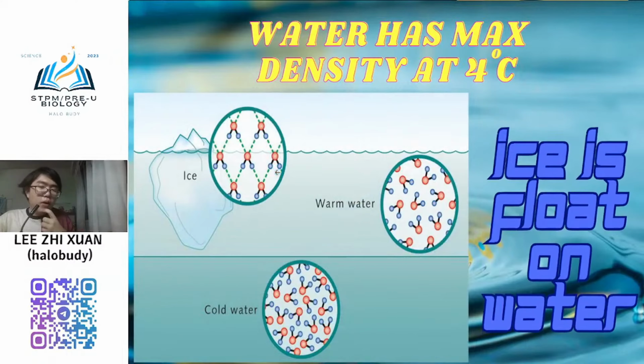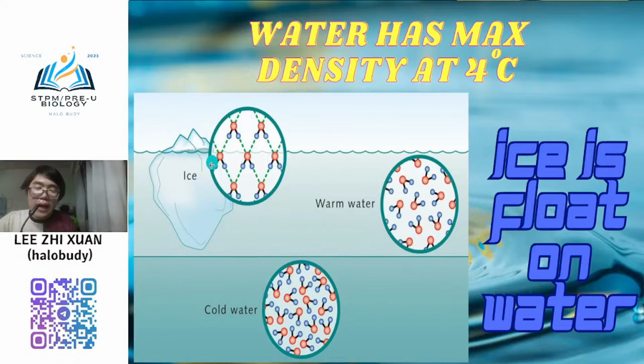This structure makes the ice float on the water. It will not sink. Compared to any other type of solid particle, if you throw it into the water, it will sink, right? But ice as a solid floats due to this property: due to the maximum density at 4 degrees Celsius, and due to the crystalline structure and stable hydrogen bonds formed in the ice.